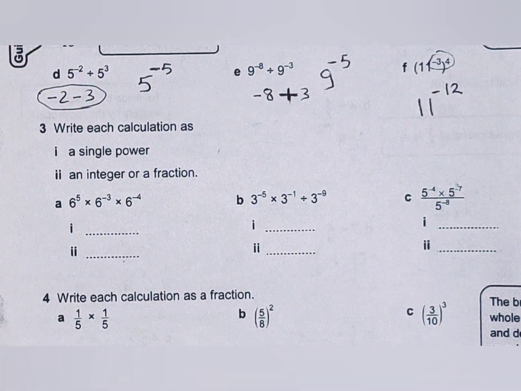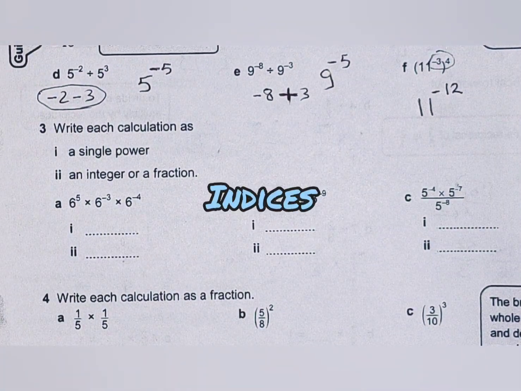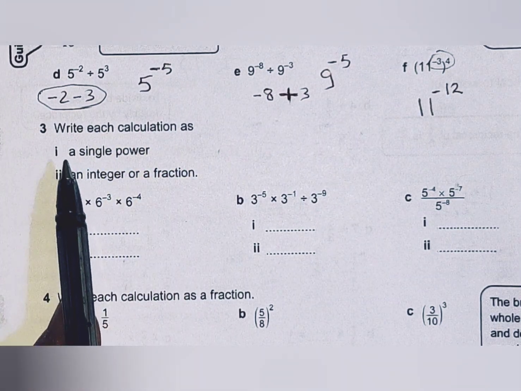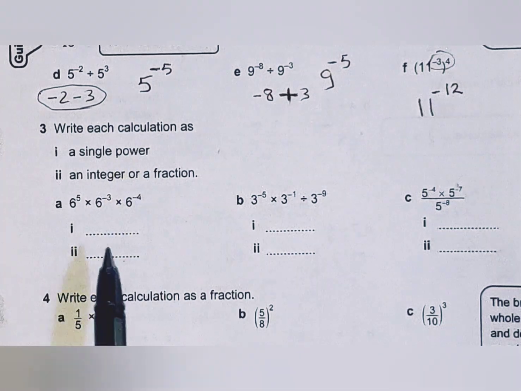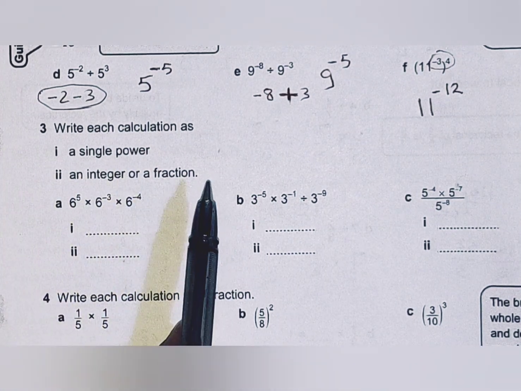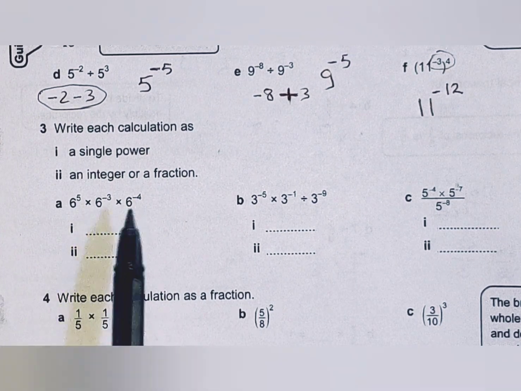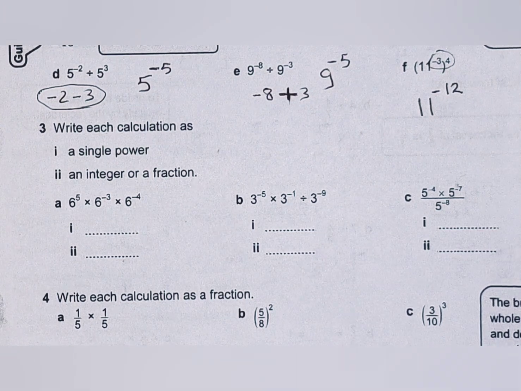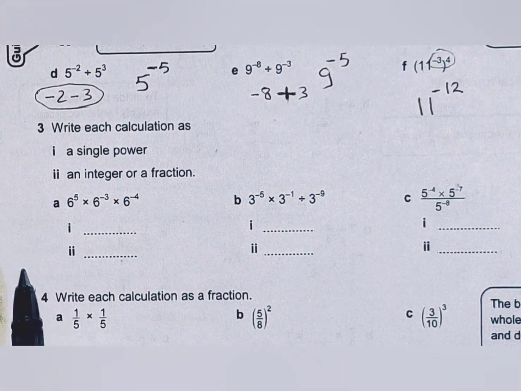In this video we're going to talk about indices. Question 3. Write each calculation as a single power, so we're going to write it here as a single power, and then here as an integer or a fraction. So the single power we're going to turn it into an integer or a number or a fraction, depending on the answer. First let's take a look at the questions.